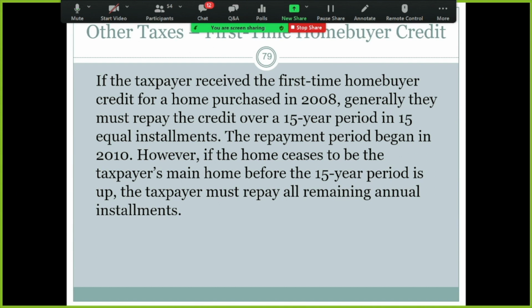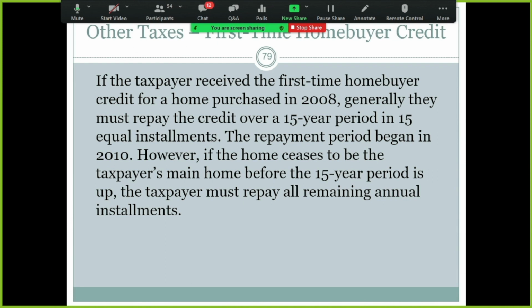And if an individual cannot remember what their credit amount is, hopefully we can look at their prior year return if they brought one in, or we can also go to the irs.gov website and type in first-time homebuyer credit. And if they allow us to, we can look up the amount that has already been repaid and the outstanding amount, the remaining amount that is due.